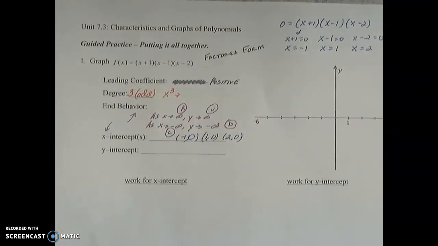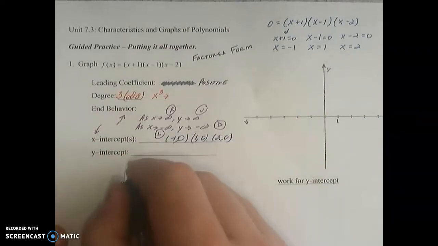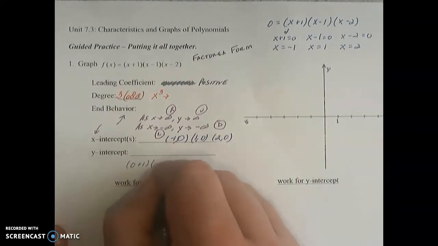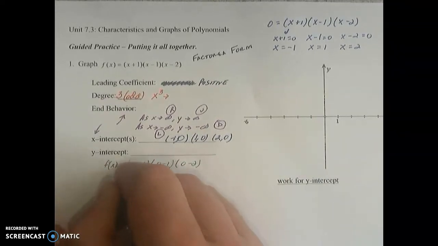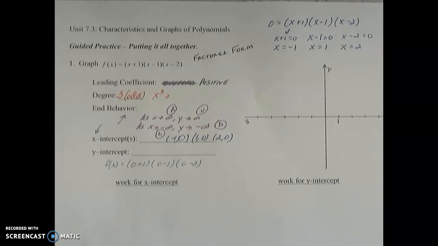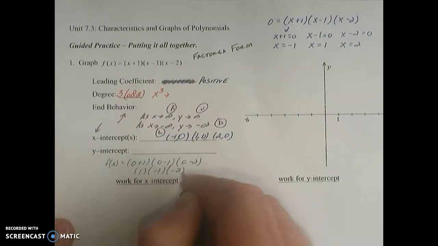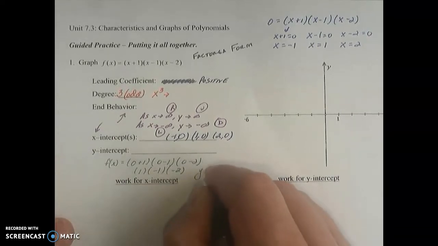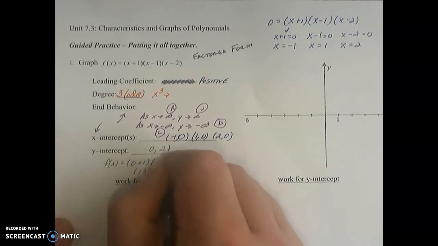Awesome. Let's do our y-intercept here. We're going to plug in 0 for all these x's. 0 plus 1, 0 minus 1, 0 minus 2. Remember, that's how we will always find a y-intercept. Plug 0 in for x, solve for y. We get a 1, a -1, and a -2. Multiply all that together. We get a y-intercept of 2. So (0, 2).